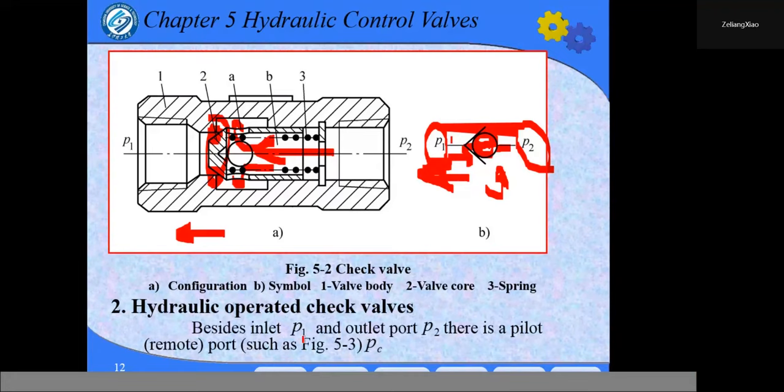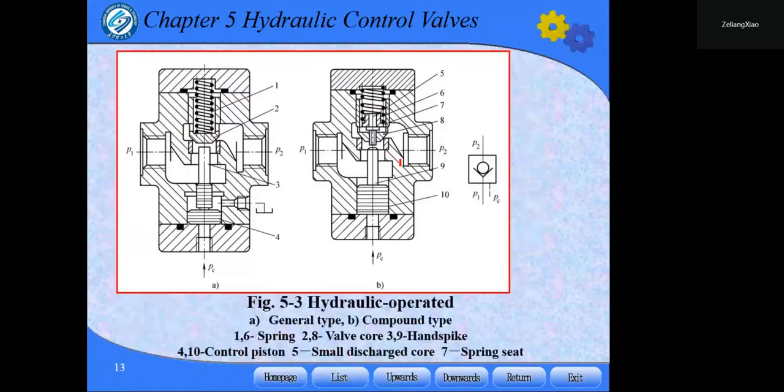In addition to the inlet pressure and the outlet pressure of the device, there is a pilot remote port in this direction. You can see in this direction is the hydraulic operated. This is the general type and this is the current type. Just as with the check valve, there is P1 and P2. The difference between the hydraulic operated valve and the check valve is that it has a pilot port, PC.